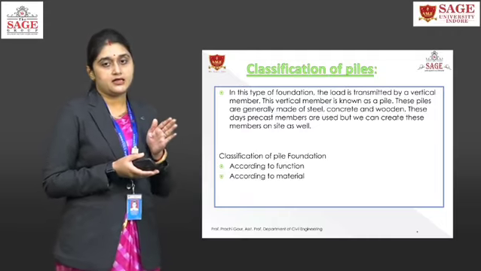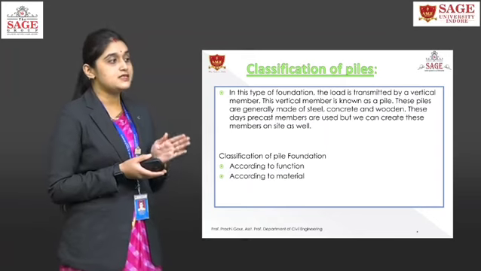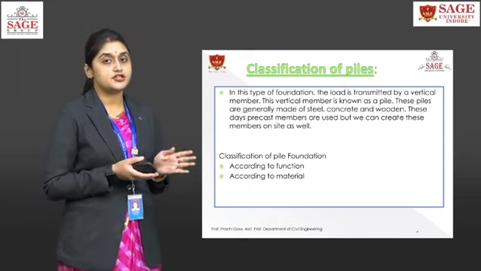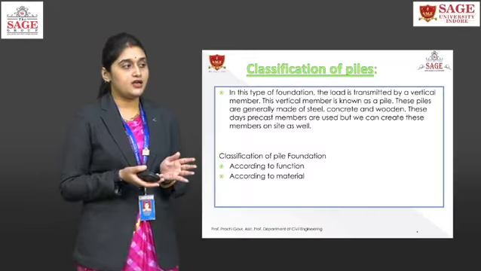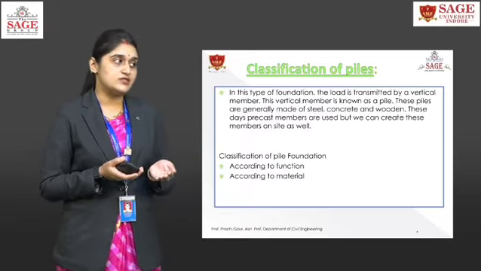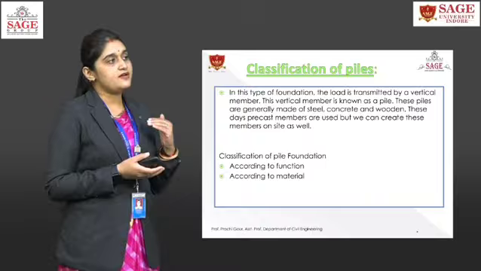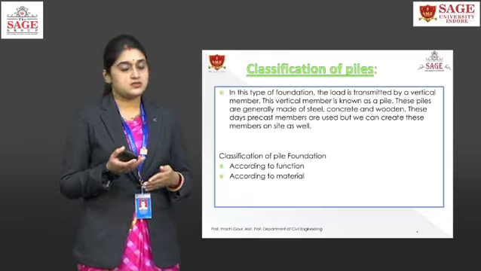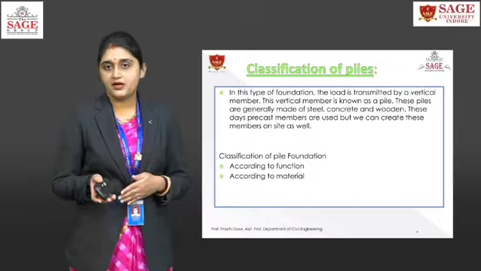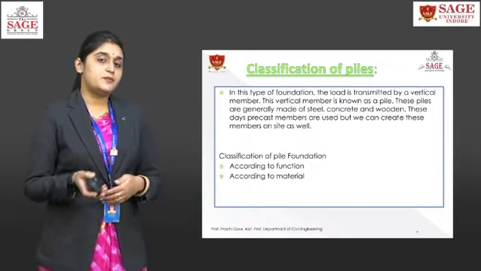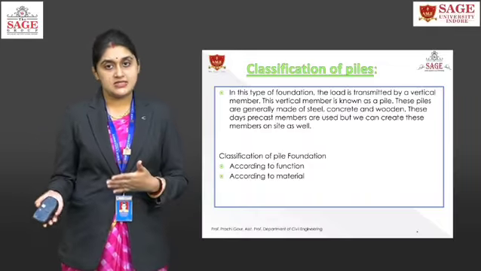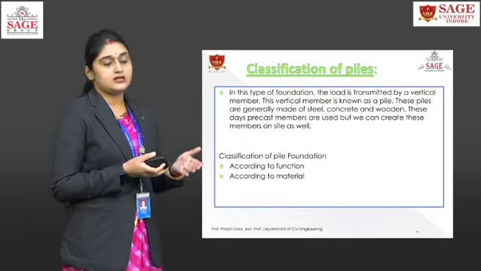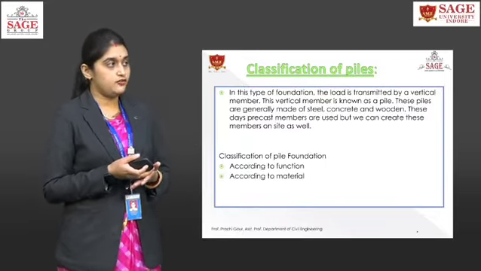There are two basic classifications of piles. One is according to function and one is according to material. According to function means the way it behaves, and according to material means the material which is being used. As you have seen in the previous slide, the pile is a vertical member responsible for transferring the load, made up of either concrete, wood or steel, and categorized under these two categories. This is the main classification of piles.